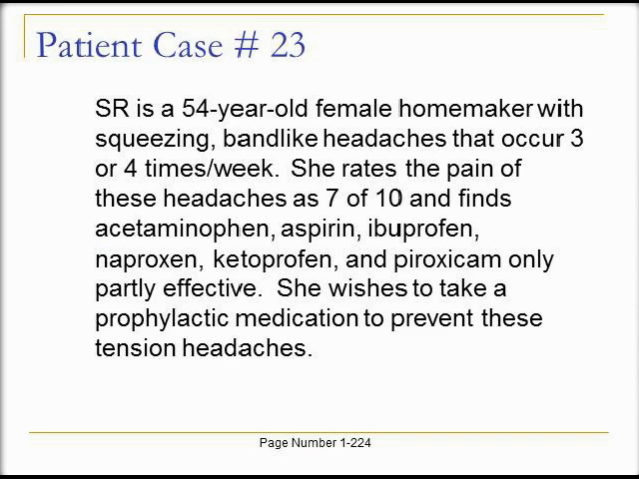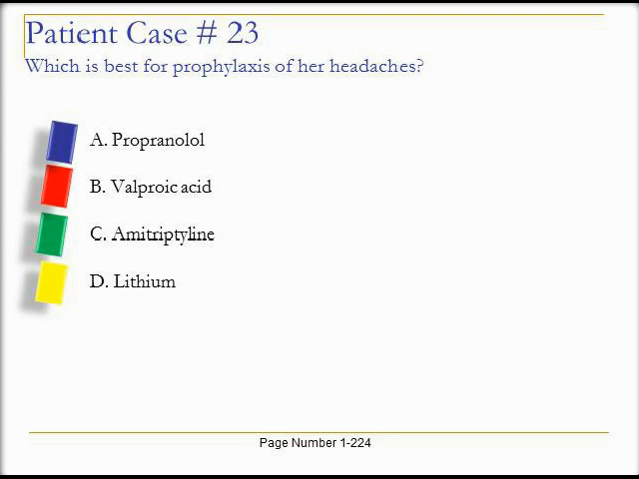Okay, looking at our next headache case, SR is a 54-year-old female homemaker with squeezing band-like headaches that occur 3 or 4 times a week. She rates the pain of these headaches as 7 of 10 and finds acetaminophen, aspirin, ibuprofen, naproxen, ketoprofen, and piroxicam only partially effective. She wishes to take a prophylactic medicine, and she's been diagnosed with tension headaches. So what's best for prophylaxis? Is it propranolol, valproate, amitriptyline, or lithium? Same choices.